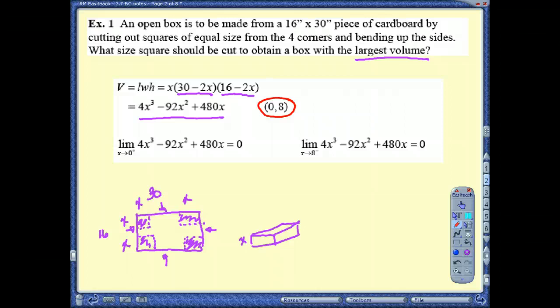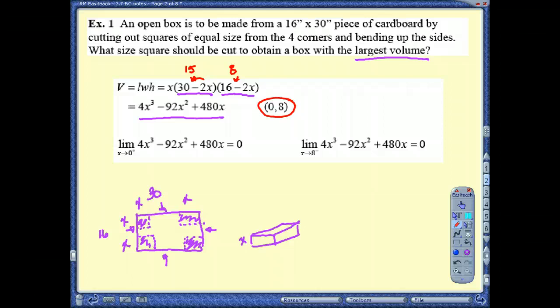Now, how we get our top number is we look at these factors right here. What's going to cause them to be 0? This one would be 15. This one is 8. You've got to go with the smaller amount, because you can't cut out 15, since on this side you can't cut 15 out of both. So you go for the smaller value. Once again, we can't have 8, because then we'd be cutting out that entire side. We wouldn't have any cardboard left. It would be a terrible box.